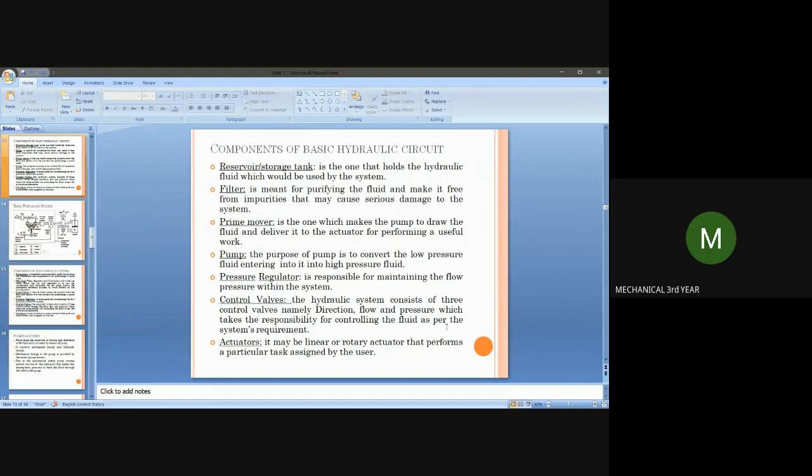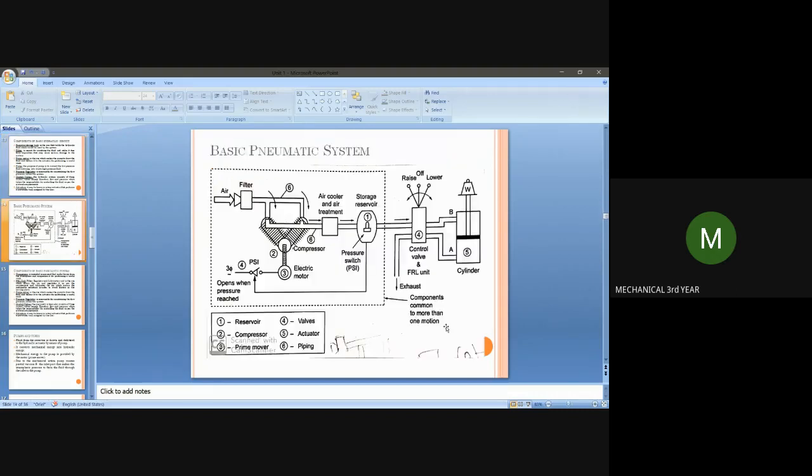Right. So next we'll discuss the pneumatic system. Here we have the pneumatic system. The only difference is that it is not a closed loop system. Here there is an exhaust. In addition, the reservoir is replaced with the compressor. So the first thing is the compressor, then the prime mover, valves, actuator, and piping.